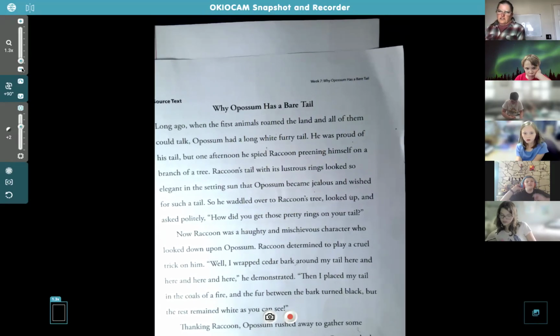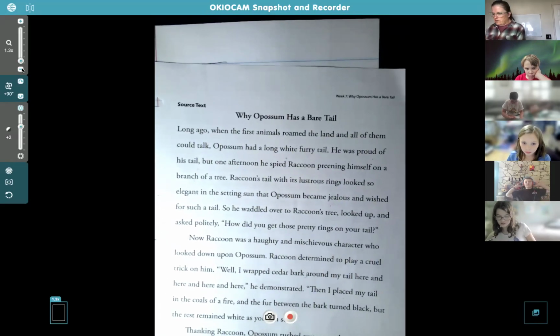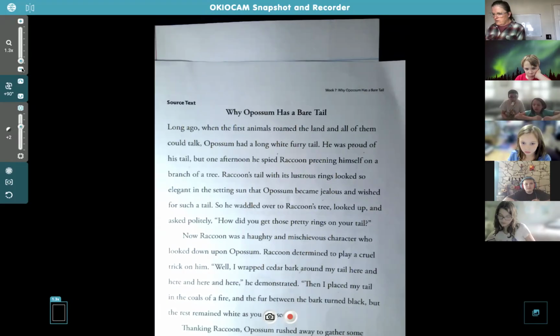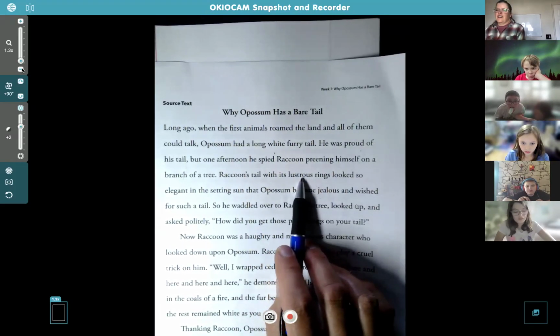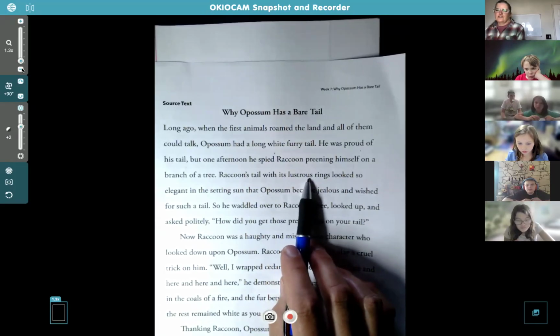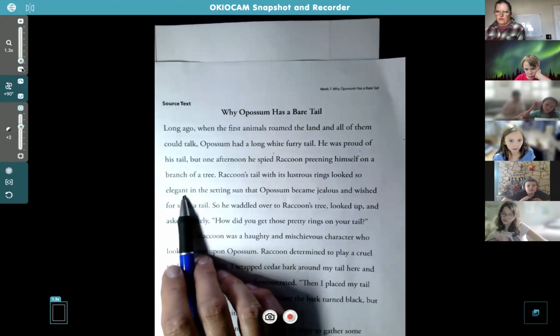There's a couple good adjectives in there that tell about the tail. Lustrous, yeah, lustrous. That just means like fancy. Same as elegant. There's another word, elegant, here.